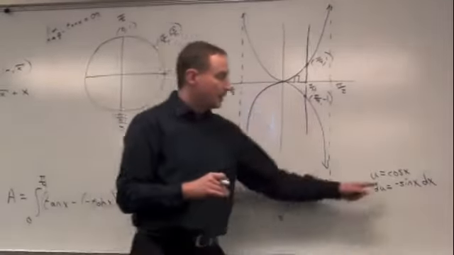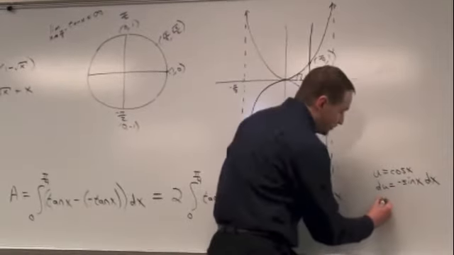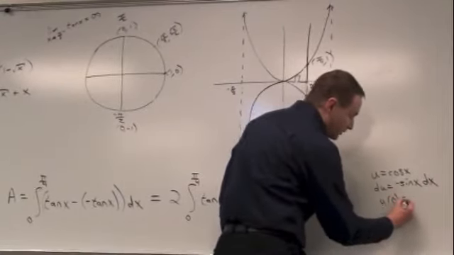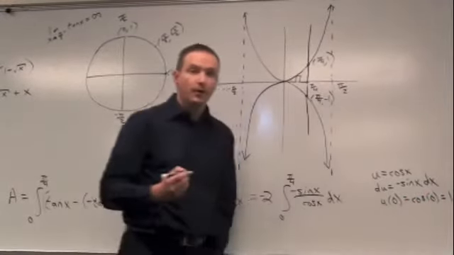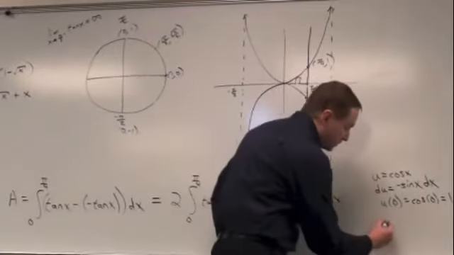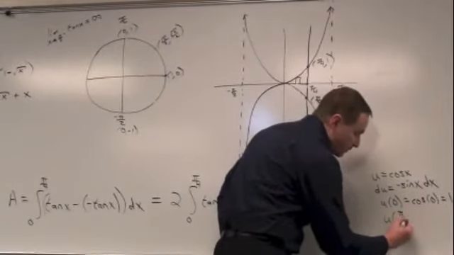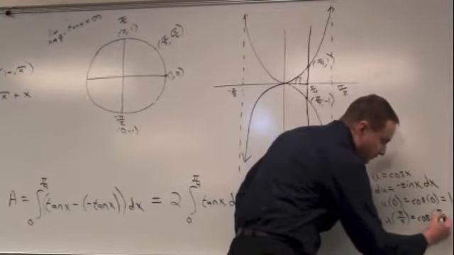Okay. Now, if u is cosine x, then I also need to evaluate u at 0. Cosine of 0, we know, is 1. U at pi over 4: cosine pi over 4, we're supposed to remember, is the root of 2 over 2.